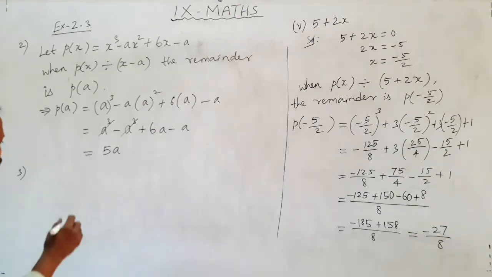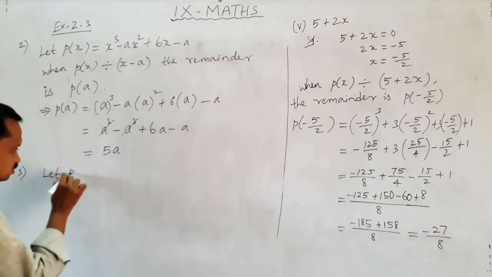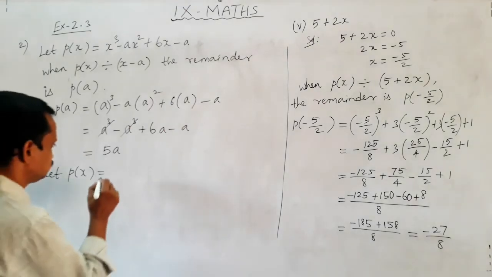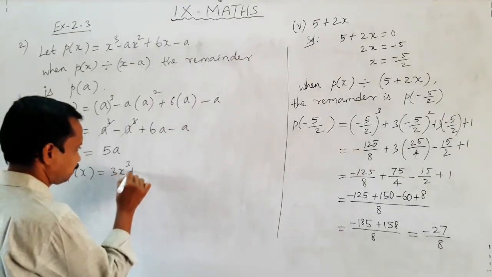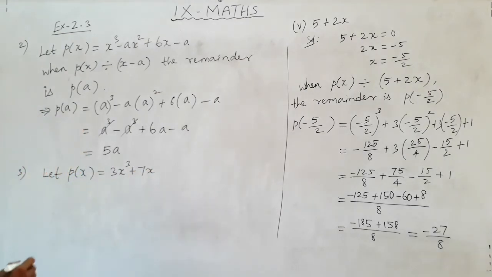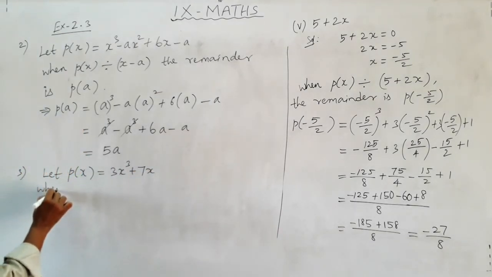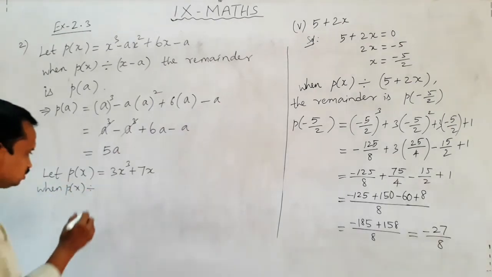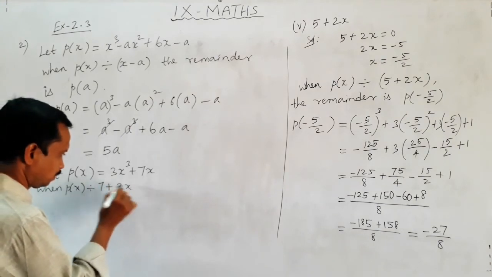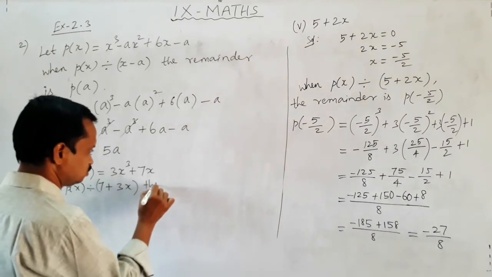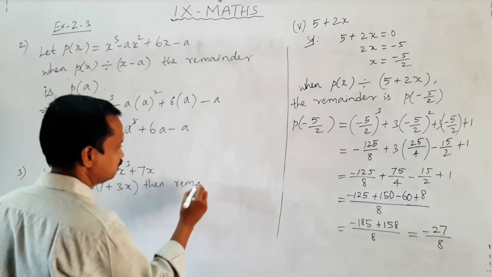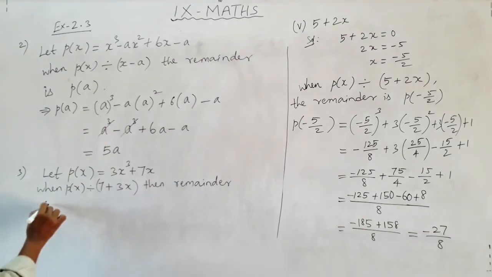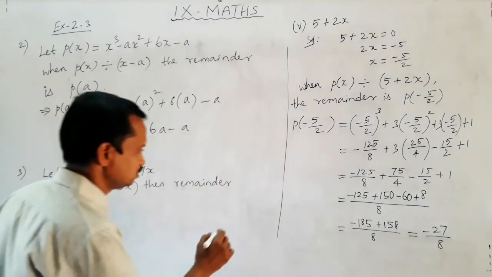Okay, anyhow, so you have to consider, let p of x be the given cubic polynomial, 3x cube plus 7x. So when p of x is divided by, what is the divisor? 7 plus 3x. To find the remainder, you have to find it in the rough column.